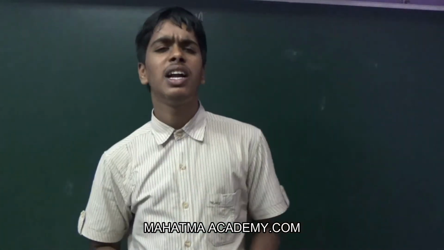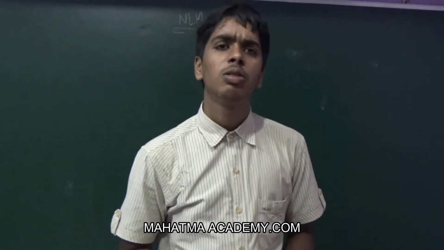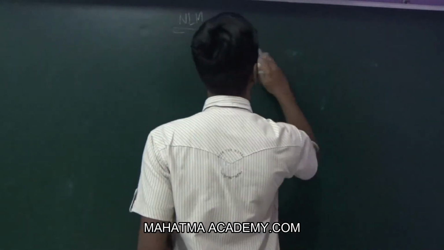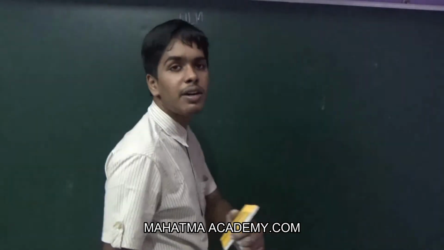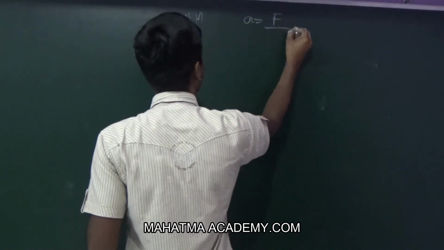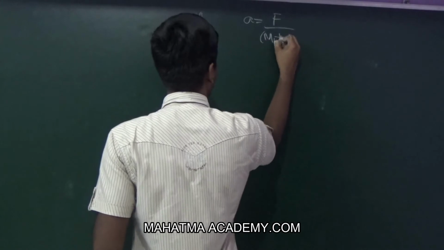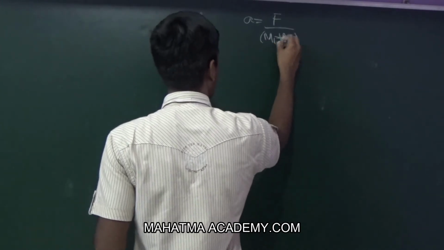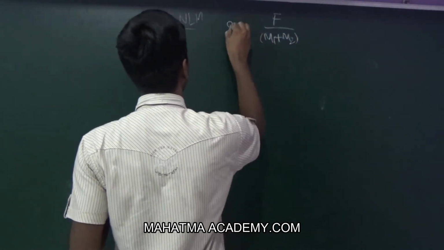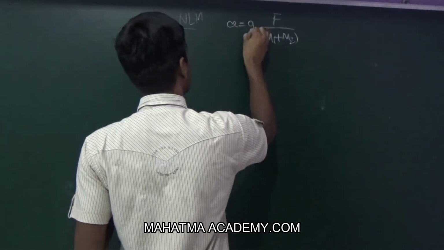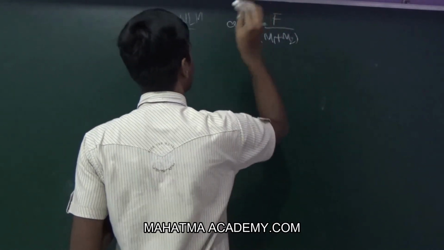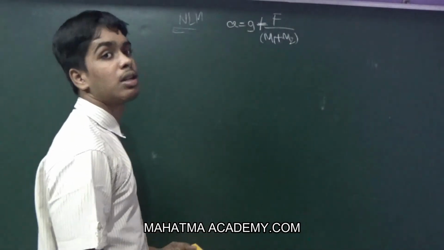We will see it for two bodies, and you can practice for n number of bodies at home. Now we want to get the acceleration as A is equal to F upon (M1 plus M2). Here it is G minus A, and for the other case G plus A. We want to take the plus.